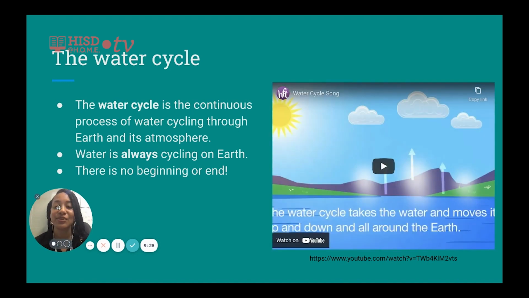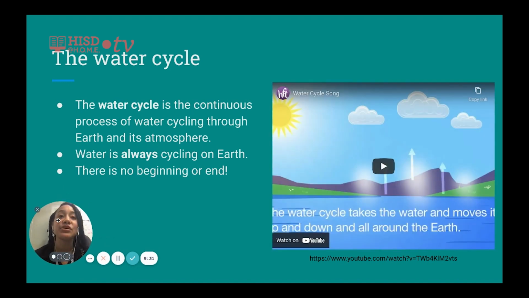So the water cycle. The water cycle is a continuous process of water cycling through the earth and the atmosphere. Water is always cycling, even if we don't see it. That means there is no beginning or end, because it really is like a circle. If you've seen a circle before, there isn't a beginning or an end. We just keep going in a circular path.